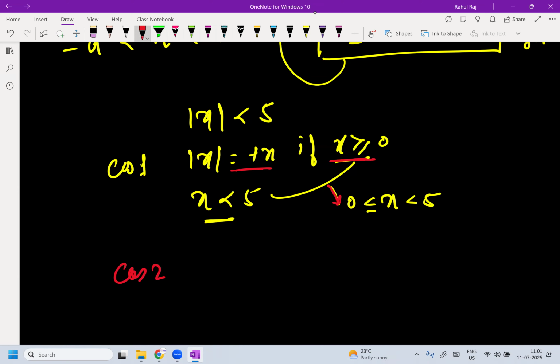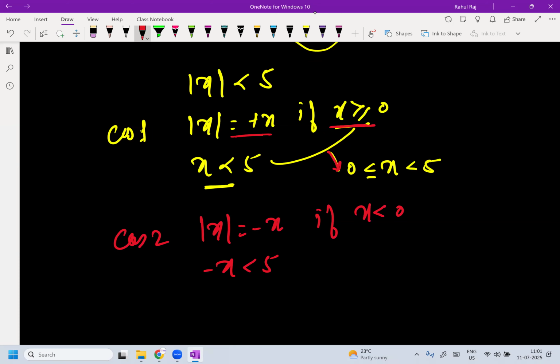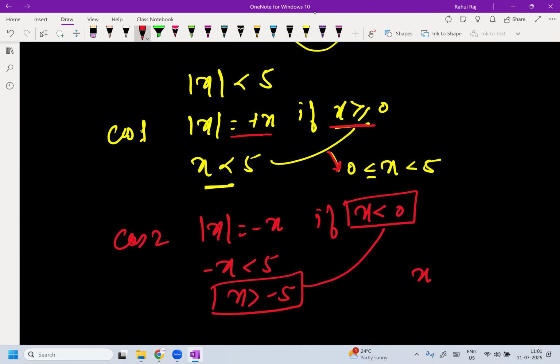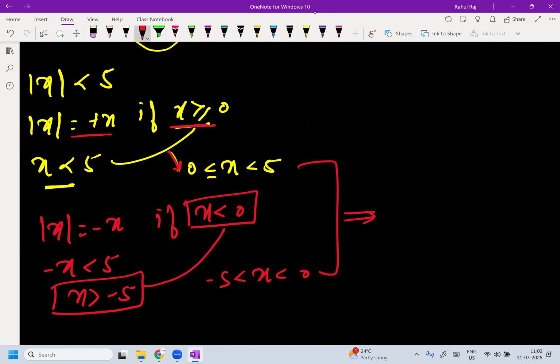Case 2. Mod x is equal to negative x if x is less than 0, Shweta. It means negative x is less than 5. That means what? x is greater than negative 5, right? If I multiply by negative. So for x less than 0, x is greater than negative 5. It means x lies between negative 5 and 0. Check at 0 as well, so x lies between negative 5 and positive 5. That's it.